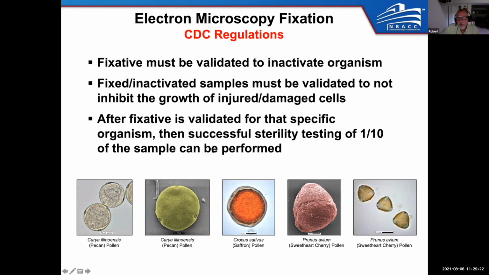Again, these pictures are not anything to do with this, but they're just pretty pollen pictures, and I thought you might want to see what pecan pollen looks like because it's actually kind of cool, okay? SEM and light level, and this is actually saffron pollen and cherry pollen, okay?